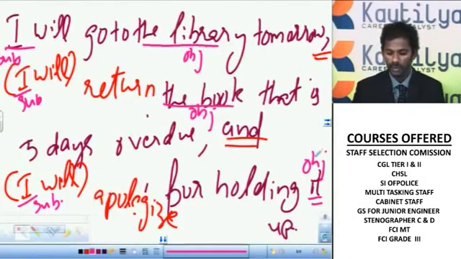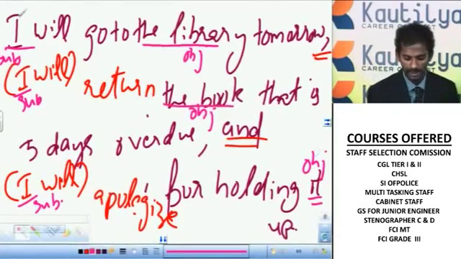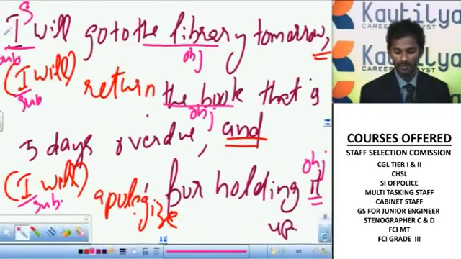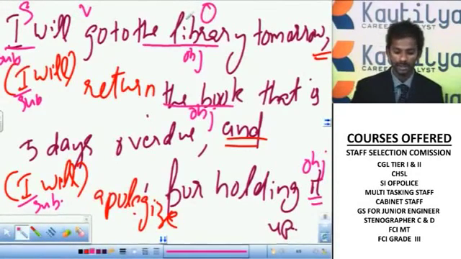I will go to the library tomorrow. Write down the order of this idea. I is the subject, comes first. Will go is the verb, comes second. Library is the object, comes third. So this sentence is in the order subject, verb, object.